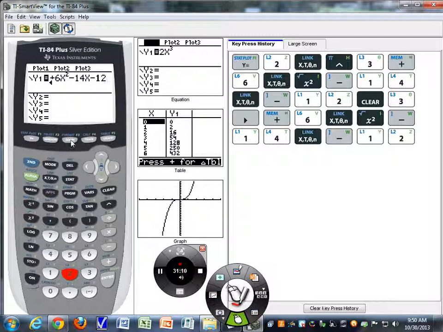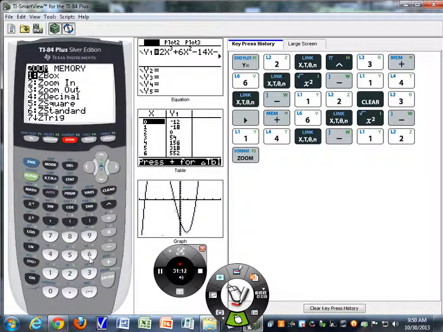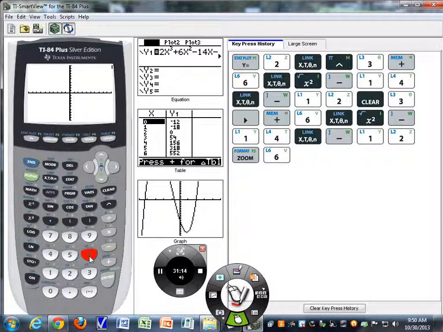Okay, I'm going to go to my standard window first. So for those of you that don't know how to get there, I'm going to go zoom 6. I'm going to check out how much of the graph that gives me and then decide what I should do to make it better. So look at my screen. You can see what my graph looks like. Clearly, I don't need to go as far left and right as I currently am, but I need to go further up and down.